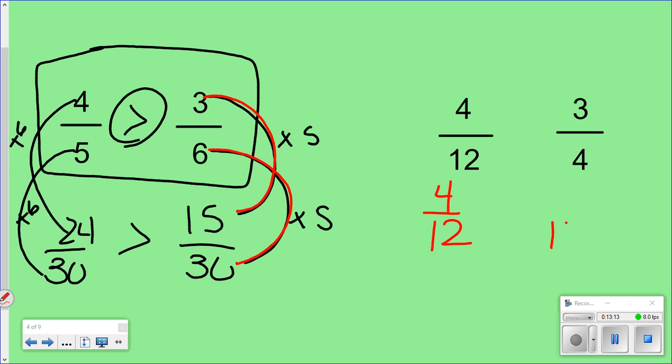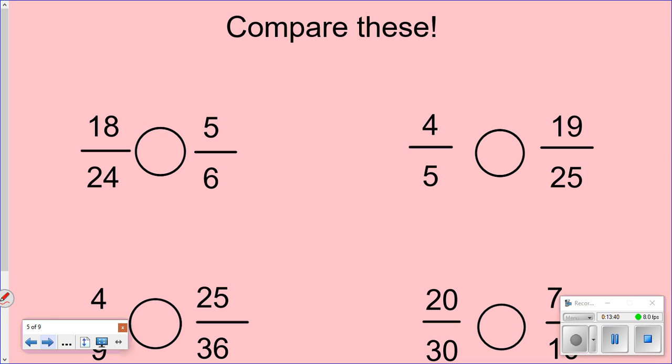But I do have to do something here. Now, what did I do to 4 to get to 12? Times by 3. So what do I have to do to this 3 then? Times by 3, which is going to be 9 here. So which one's bigger? 3 over 4 is technically bigger, because this one's bigger, so it's going to look like this. Okay? Why don't you try a few yourself?